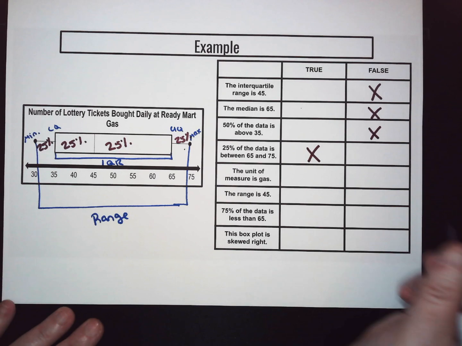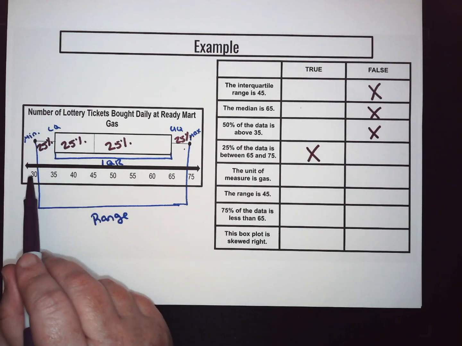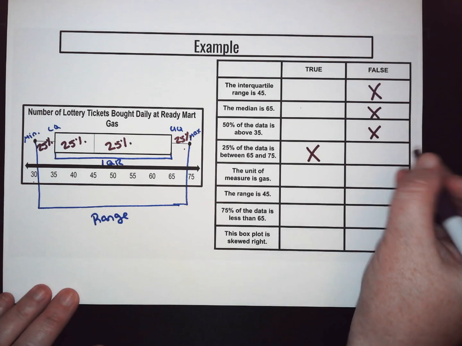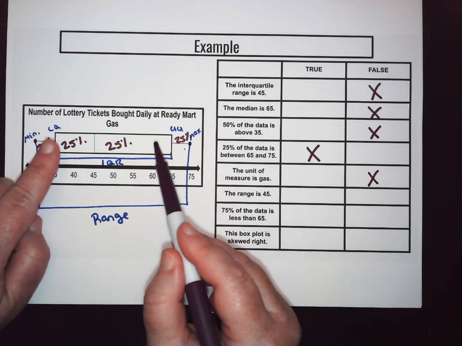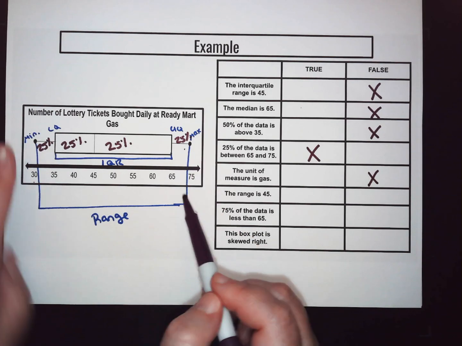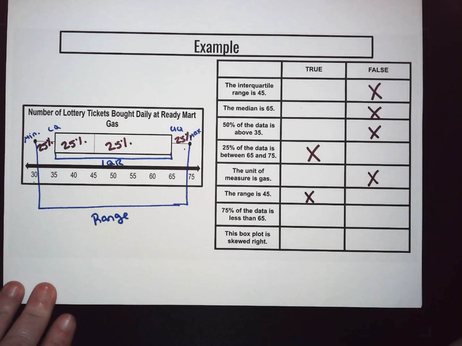The unit of measure is gas. Now the tickets were bought at a gas station, but it's the number of tickets. These are 30 tickets, 35 tickets, 40 tickets. So the unit of measure is tickets, not gas. The range is 45. So here, not the interquartile range, but the range, 75 minus 30 does equal 45. That is true.